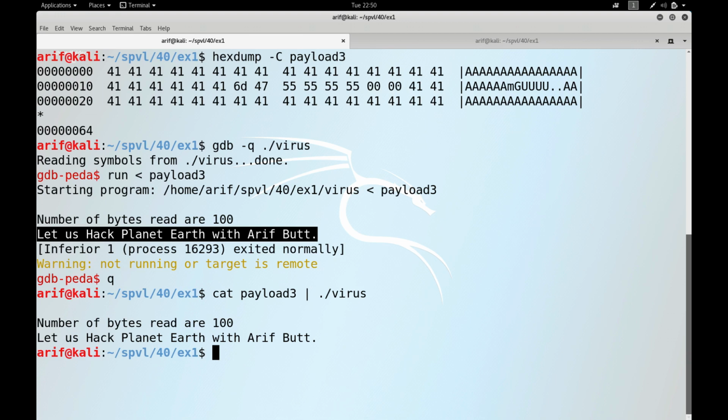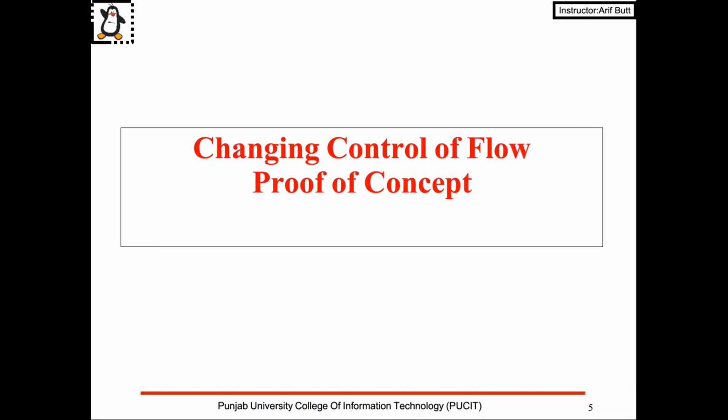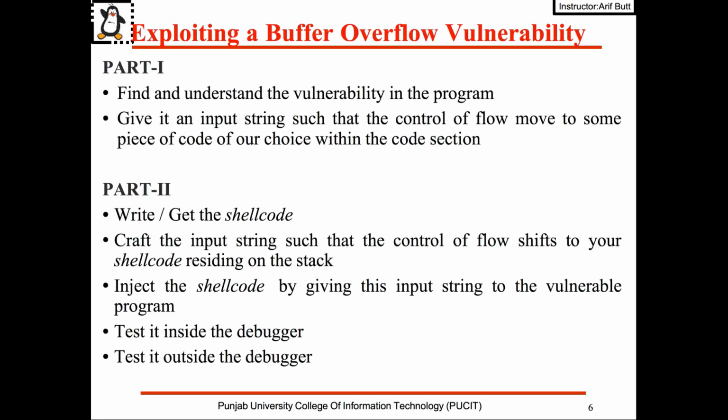Let us fall back to slides and see what is next. So we are done with part 1. In part 2, we will simply extend the same example by writing the shellcode, craft the input string again, inject the shellcode, and test it both inside and outside the debugger.